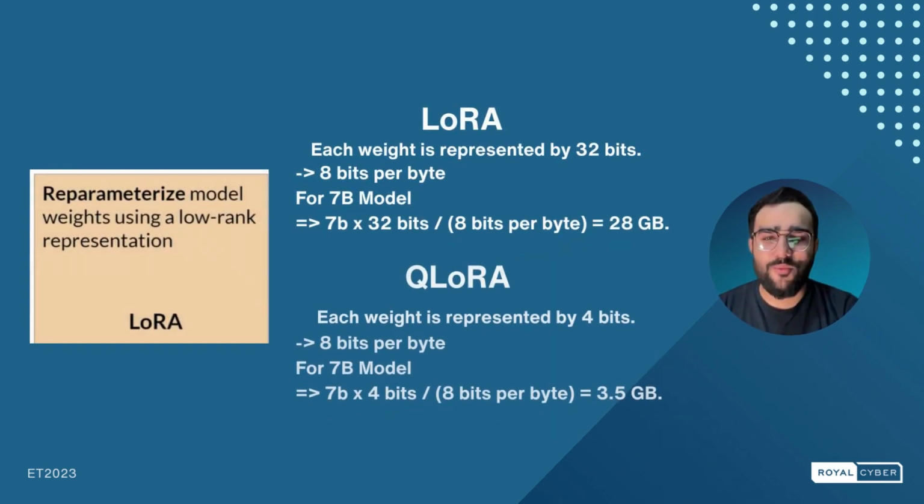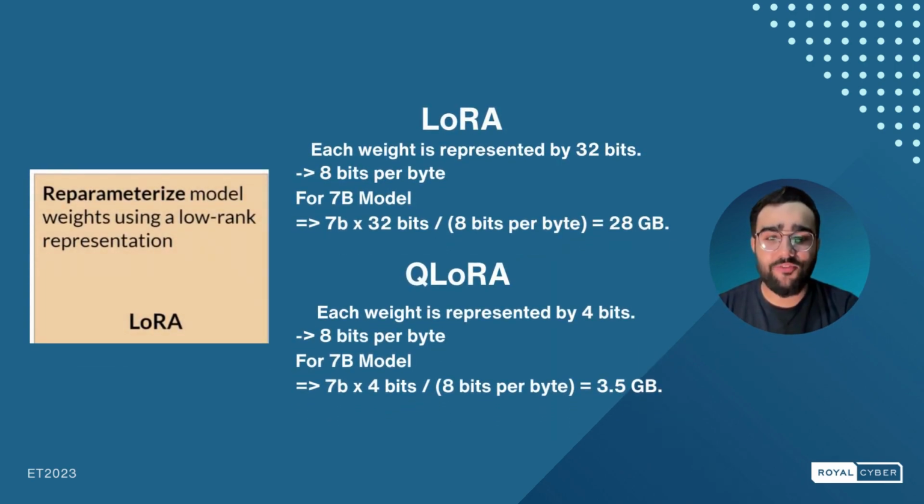In this video, we will discuss low-rank adaptation of large language models, or simply LoRA, where LoRA approximates the model's weight matrices with low-rank matrices. This reduces the number of parameters that need to be fine-tuned and hence makes the fine-tuning really fast and efficient.